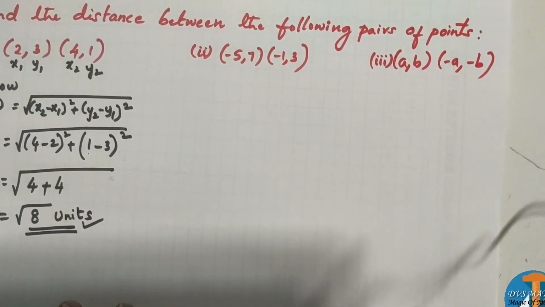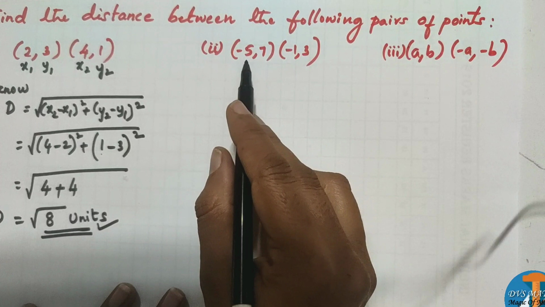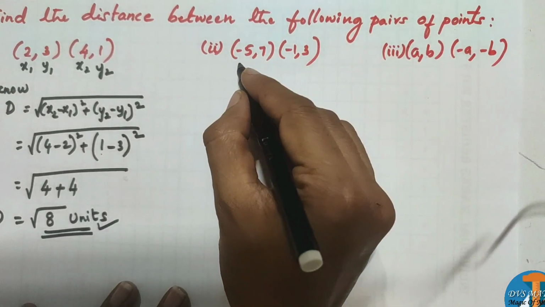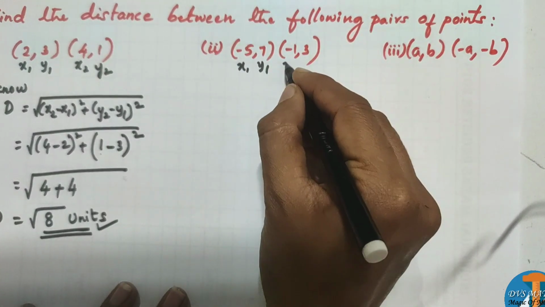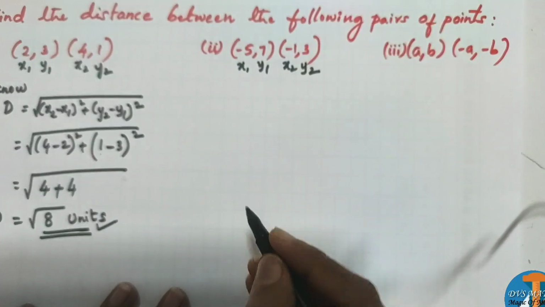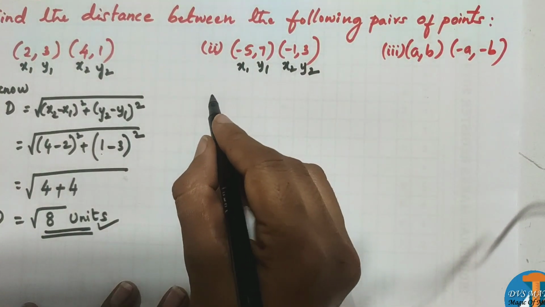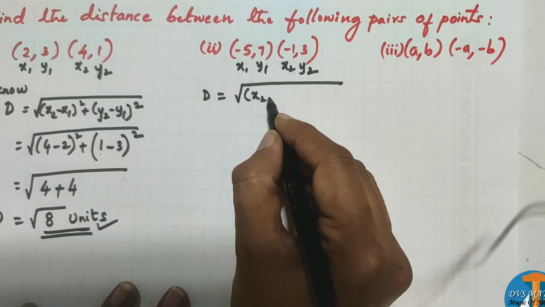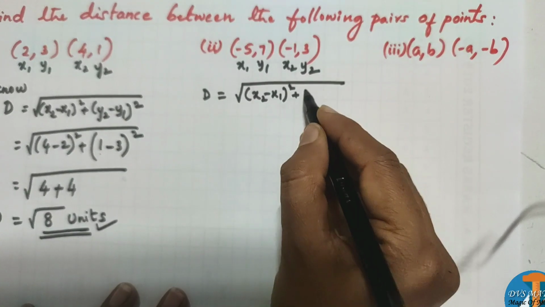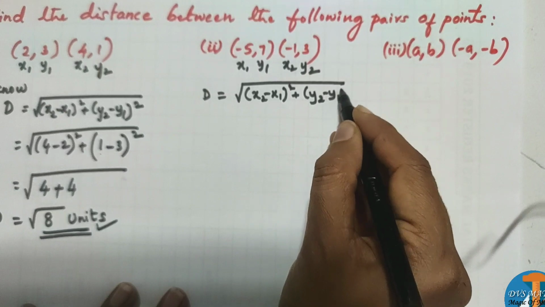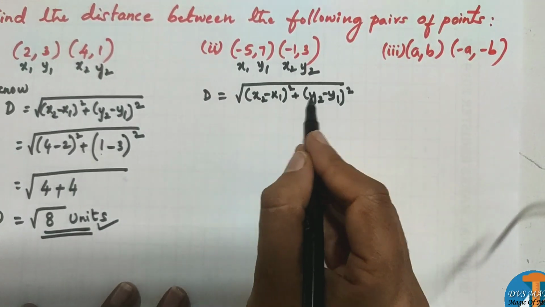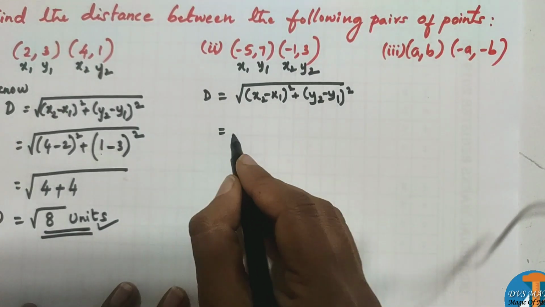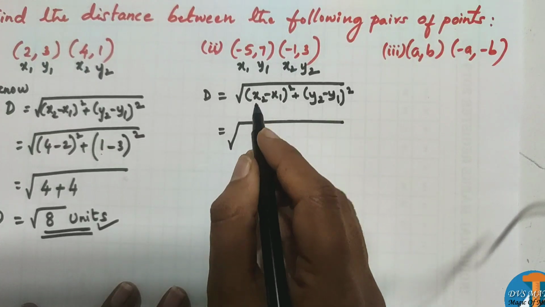Clear? So now let's go for the second sub question. Here also what you have to do is again write x1, y1, x2, y2. So what is the formula? Again, every time write the formula. D is equal to square root of x2 minus x1 whole square, y2 minus y1 whole square. Look here, minus, and in between it is plus. So now let us substitute.